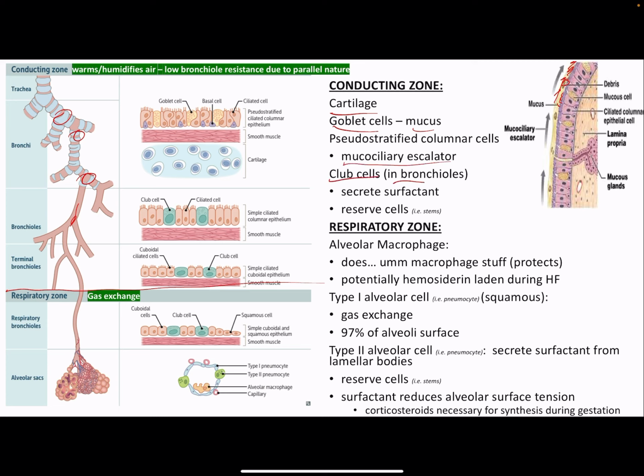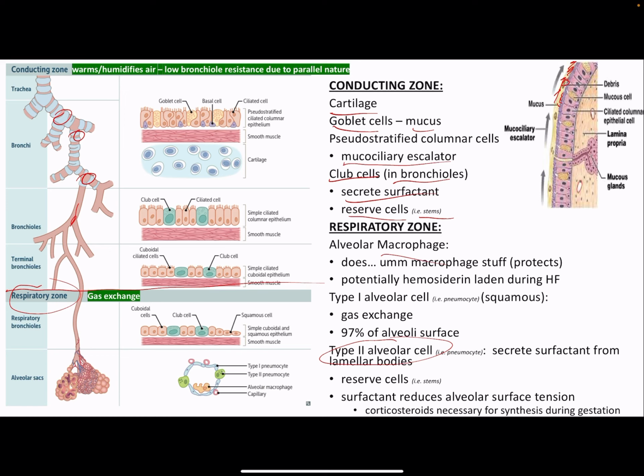We have club cells in our bronchioles. These are really going to be very much like type 2 alveolar cells. They secrete a surfactant-like substance, and they're reserve cells, so they're really just stem cells that can replace other cells. Now that we go a little bit lower, we're now in the respiratory zone. This is probably where most of the emphasis is because this is where the alveoli are.